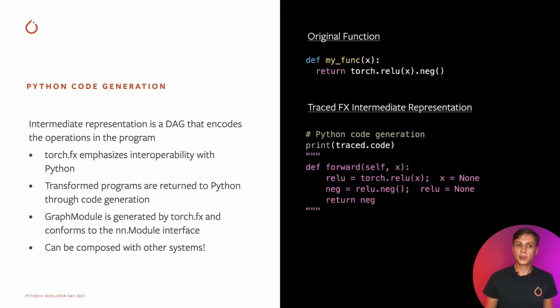Finally, torch.fx provides Python code generation from this IR. You will see on the right the code that is generated from the IR we saw previously, similarly containing the ReLU and neg operations. Since torch.fx emphasizes interoperability with Python, transformed programs are returned to Python through this mechanism. Transformed code is wrapped in an nn.Module subclass called GraphModule, and the generated code can be called just like any other nn.Module instance, or passed to other systems such as TorchScript.